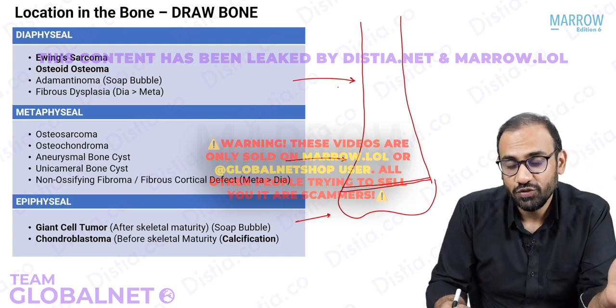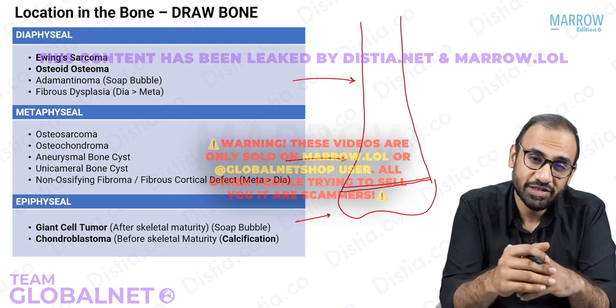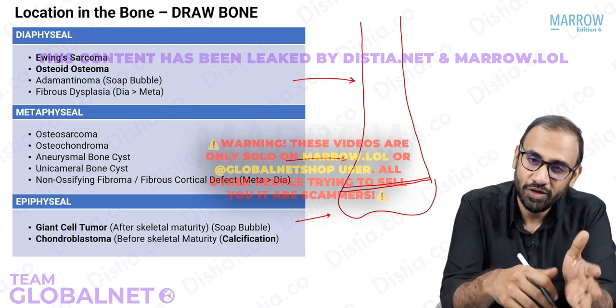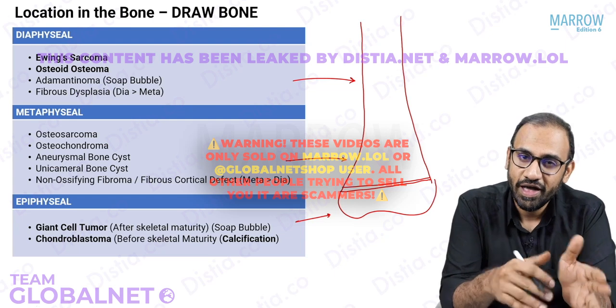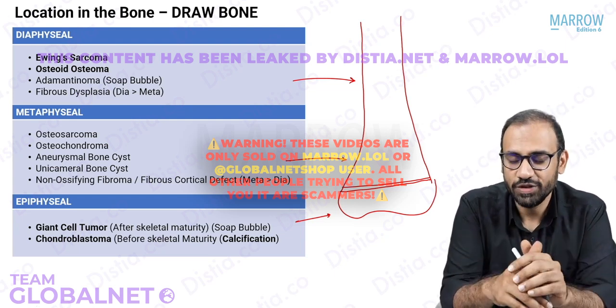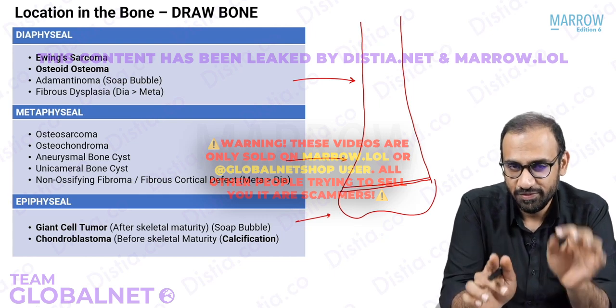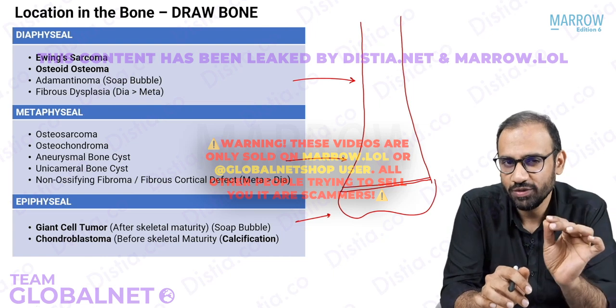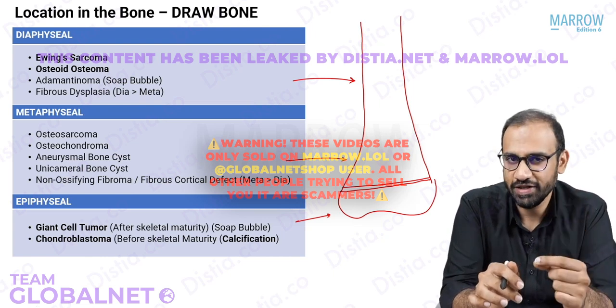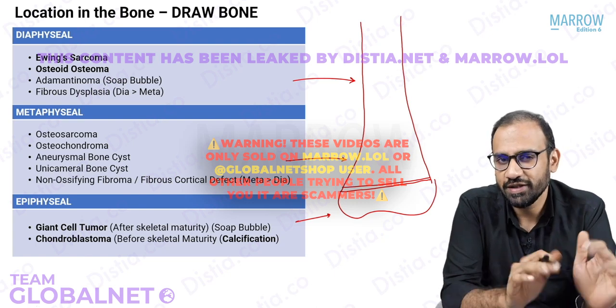So what are diaphyseal tumors? You have Ewing sarcoma, osteoid osteoma, adamantinoma. What are metaphyseal tumors? You have osteosarcoma, osteochondroma, chondrosarcoma, enchondroma. Epiphyseal tumors: giant cell tumor, chondroblastoma. I know it's challenging. I know it's difficult. But I'll make it easy for you. Look at this. If you remember two tumors in the epiphysis and two tumors in the diaphysis, the majority of the questions are in the bag.